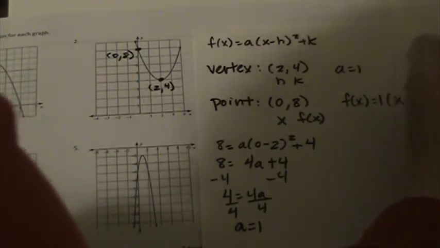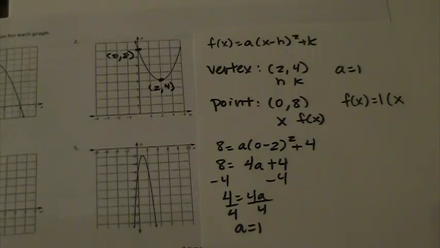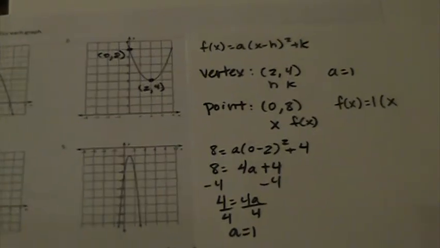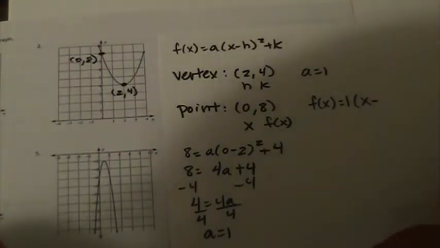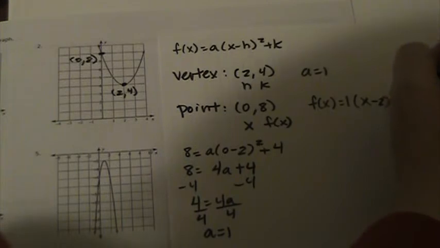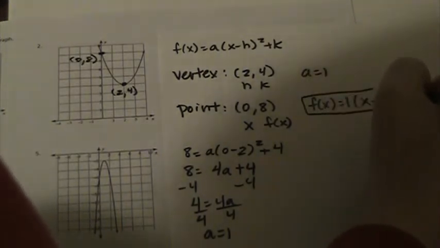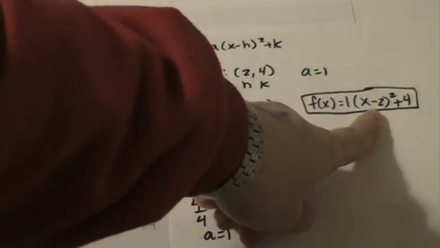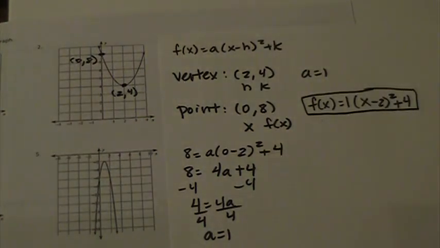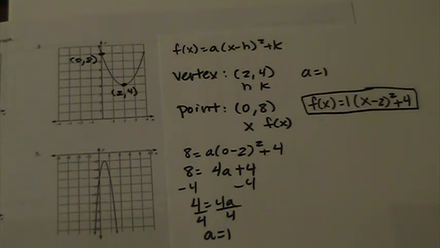times x minus h. X stays a variable, because remember, in equations for graphs we need a variable. Typically it's x. And then minus h, which we know from looking at the vertex is 2, squared plus k, which was 4. So this would be the equation for my graph in vertex form. And like I was saying earlier, if the directions ask for it in standard form, you just FOIL and then distribute and then combine like terms to convert it to standard form. And so that is how you would write the equation of a quadratic function given the graph.